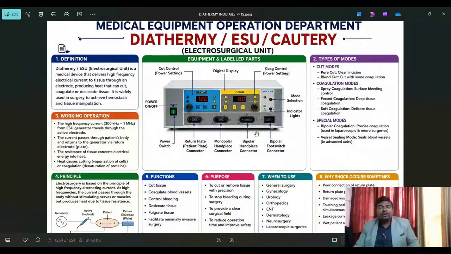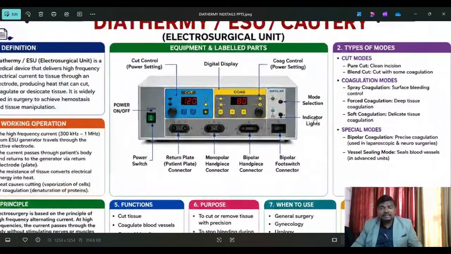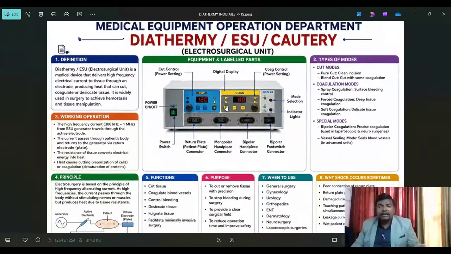Next I will show you an important topic, that is, the inside of the equipment. Here you see, this is the equipment. When I open the top, I will show you right now. Come back. Okay, right, come on.